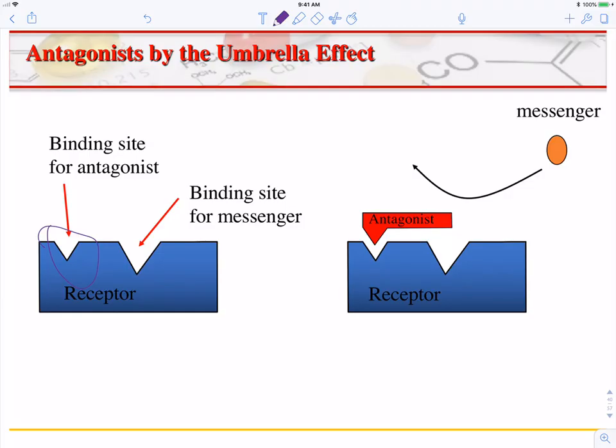And so the antagonist competes once again with the messenger, not directly, but through this allosteric inhibition. And so increased concentration of messenger does not displace the antagonist.